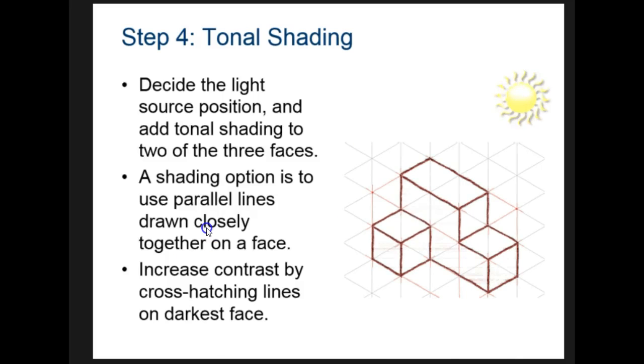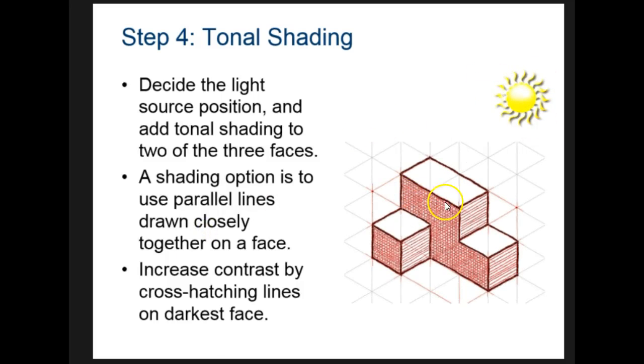Then we need to do our tonal shading. Find a light source. One side, like the front, make it darker. Another side, like all the right faces, all the ones facing to the right, should be a medium shade. And the top is all left white.